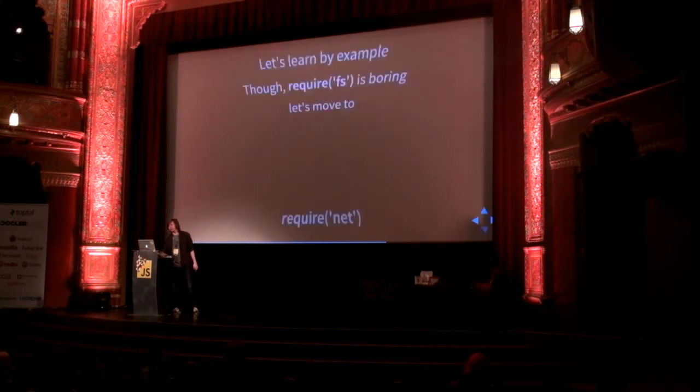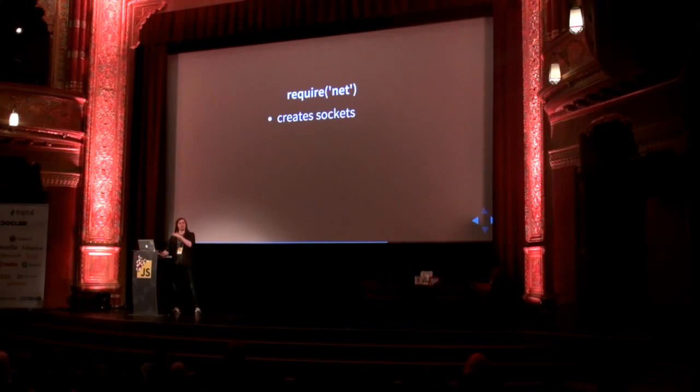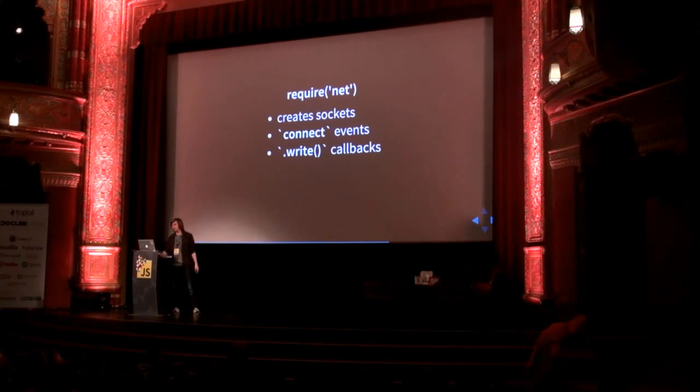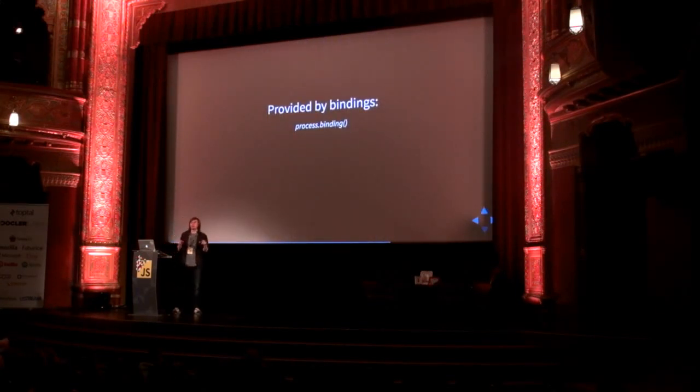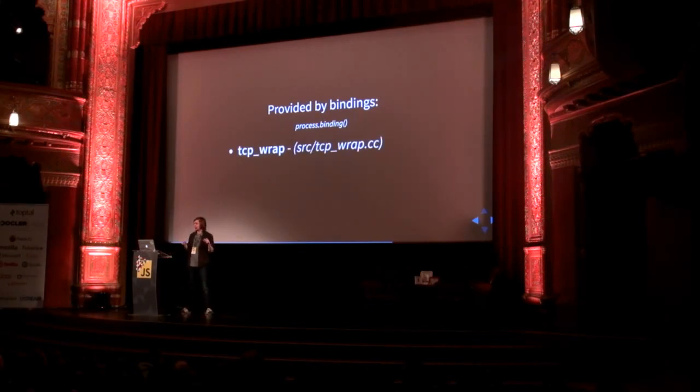So let's move to require net. And it does the following stuff. It creates sockets, obviously. It emits connect events when the connection is established. And it supports writes and supports emit and write callbacks. And all of this is powered by C++ machinery. So we are really interested in this. So how does lib/net.js get this C++ stuff? By process.binding, as we already talked about. And the bindings that we are interested in are tcp_wrap, which lives in src/tcp_wrap.cc, and stream_wrap.